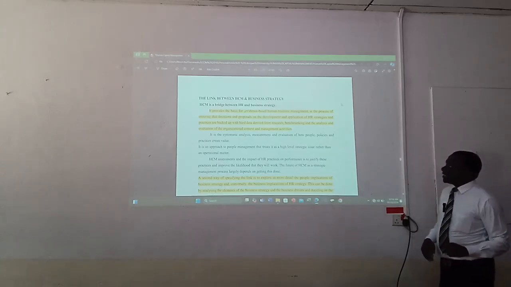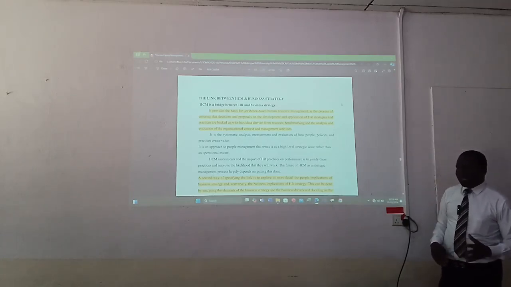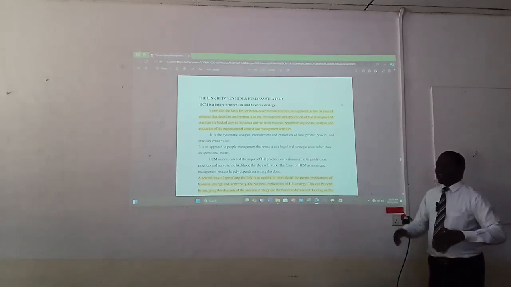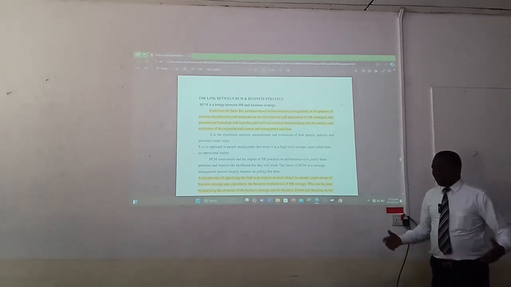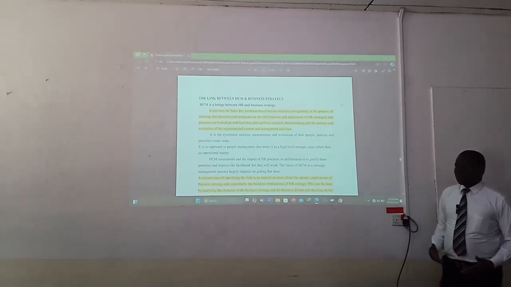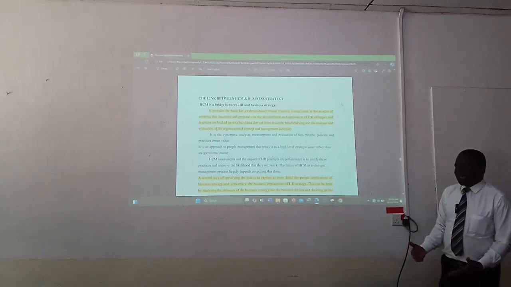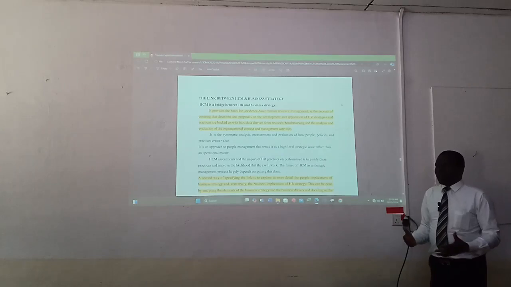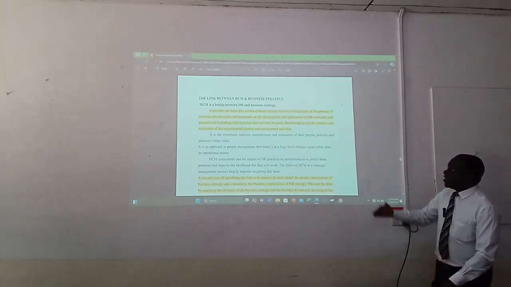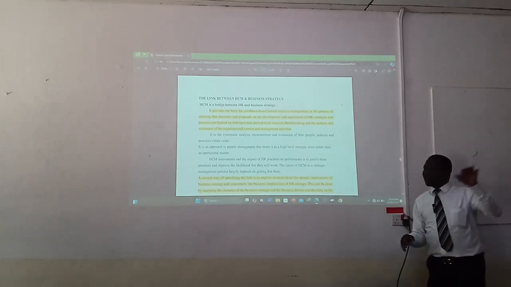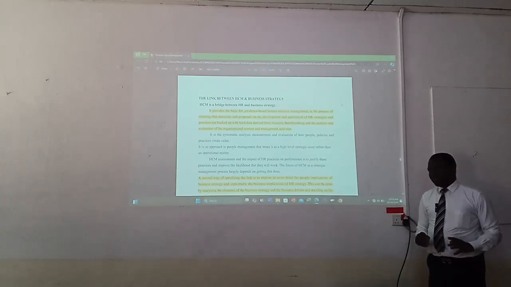As well as benchmarking. Benchmarking is also another area. Benchmarking is about what others are doing. Okay? What are others doing? For example, when in your organization there is a need for salary increment, you cannot just increase salaries just because members of staff have asked you to. You increase salaries based on benchmarking. What are other organizations similar to yours paying their staff members?